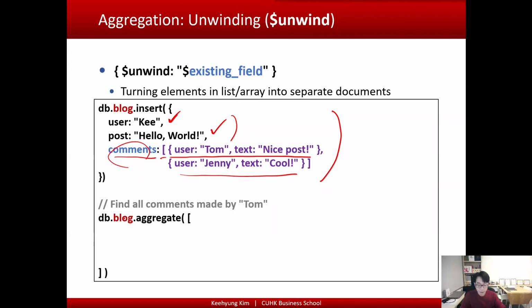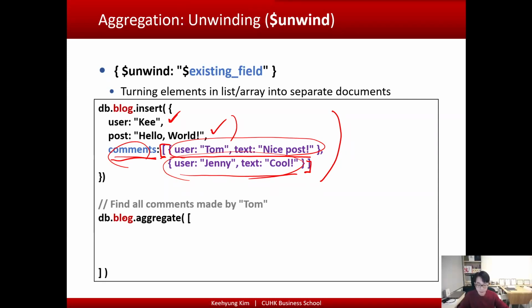And in this case, basically, we can transform. In this comment field, it's a list of elements, right? So there are 2 elements, the first element and the second element. If we want to turn each element into a separate document, and we want to do some query, then we can use the Unwind operator, basically. Using the Unwind operator, we can transform an element in a list into a separate document. And if we do that, based on each document, we are able to do some query operation.